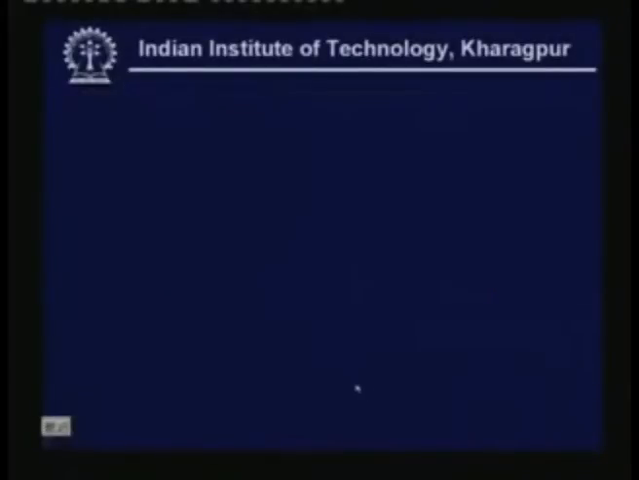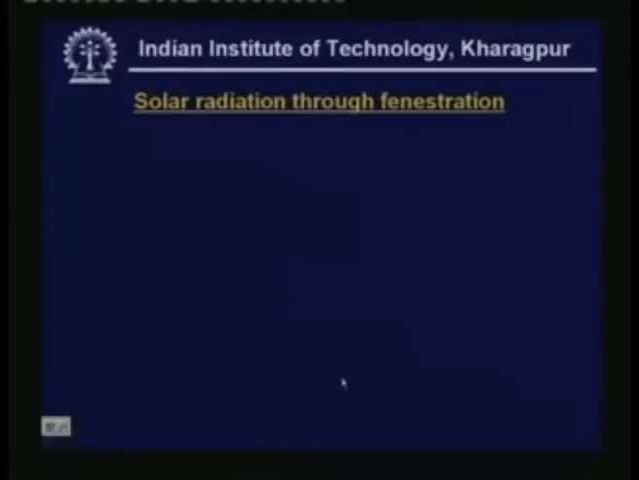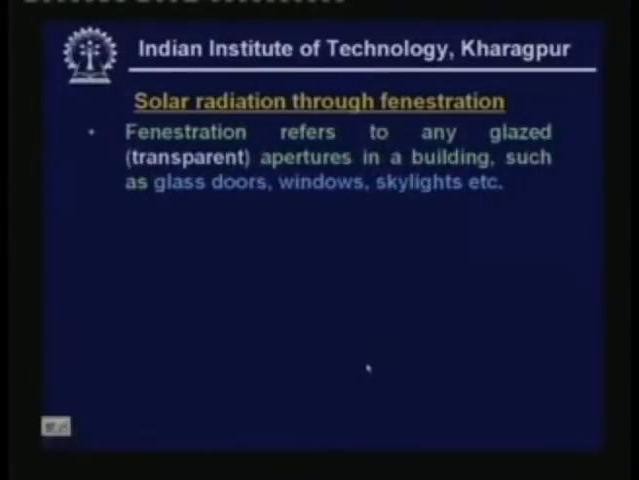Now, next let us look at solar radiation through fenestration. First of all, what is fenestration? Fenestration refers to any glazed apertures in a building such as glass doors, windows, skylights, etc. That means it refers to all those transparent surfaces such as doors, windows, skylights, etc. All these are called fenestration.